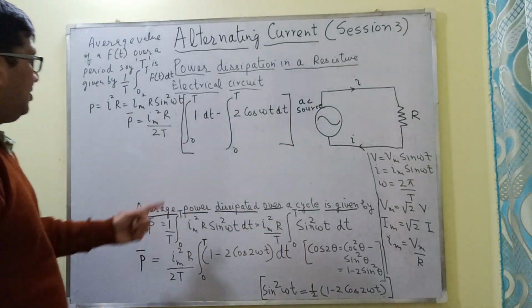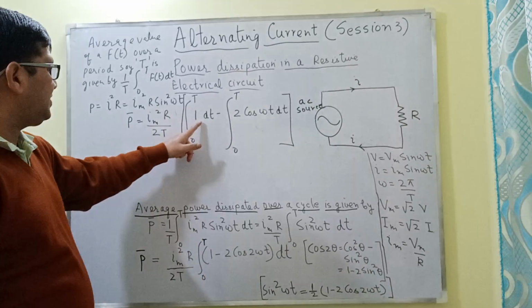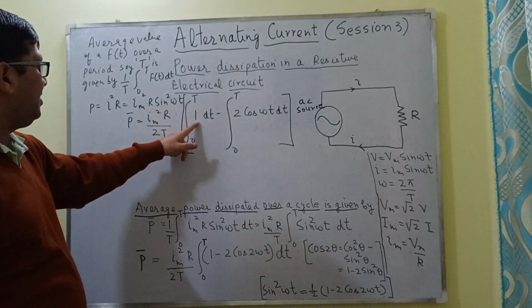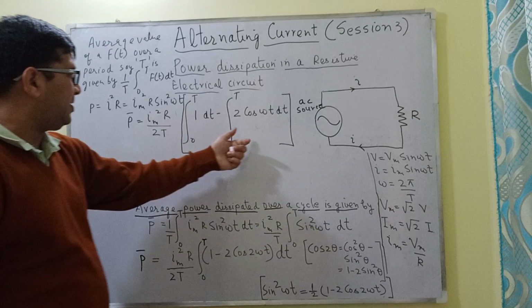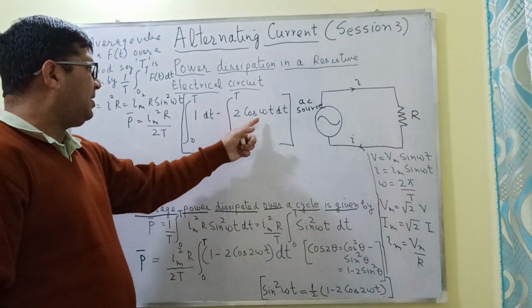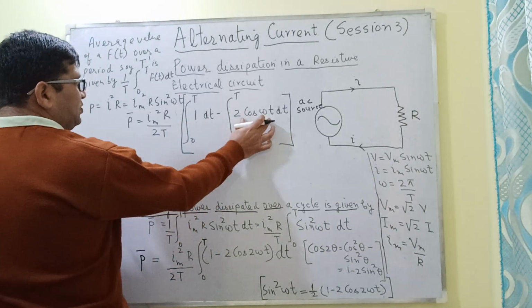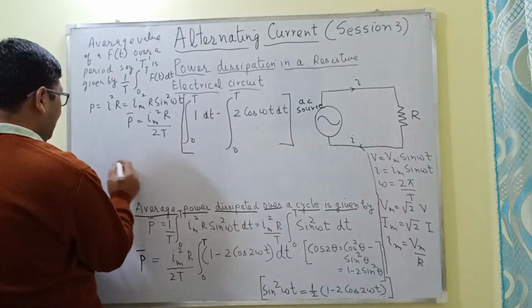Okay. Now the value of this integration we can easily find out, but now we have to find the value of this cos 2 omega t. So first of all, let us solve this expression.